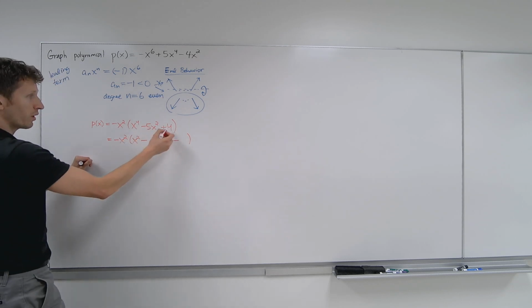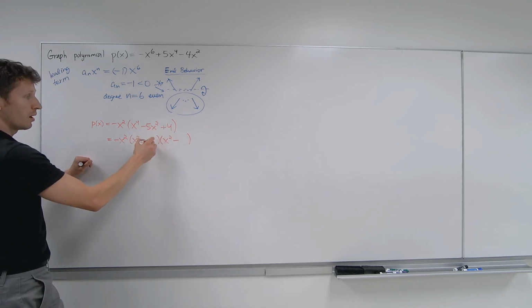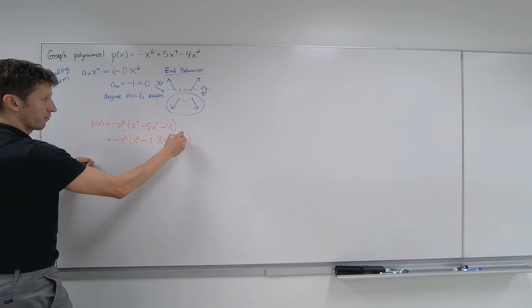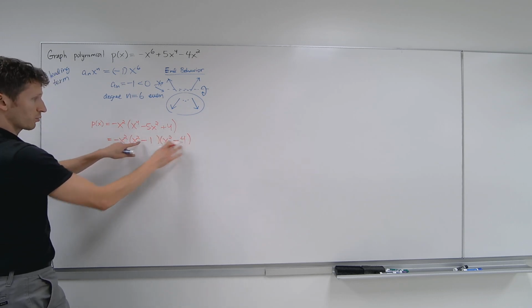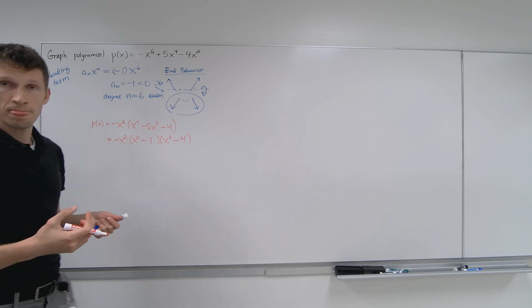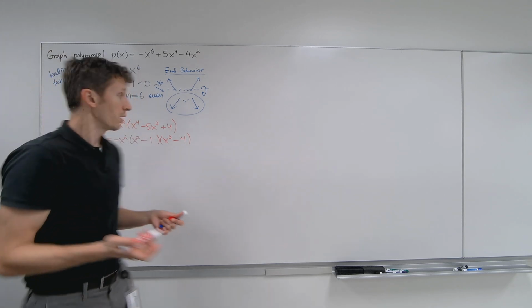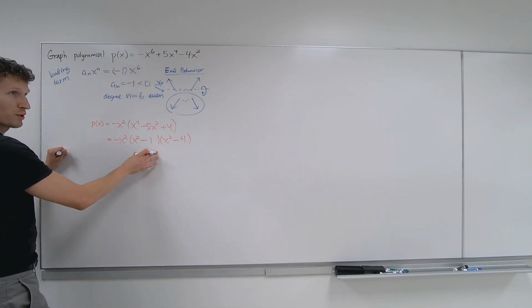And how do I get a 4 and a 1, or a 2 and a 2 giving us a 5? How about a 4 and a 1, right? That does work out. Negative 4x squared minus x squared is a negative 5x squared. Cool, right? So, does anybody know the difference of squares?